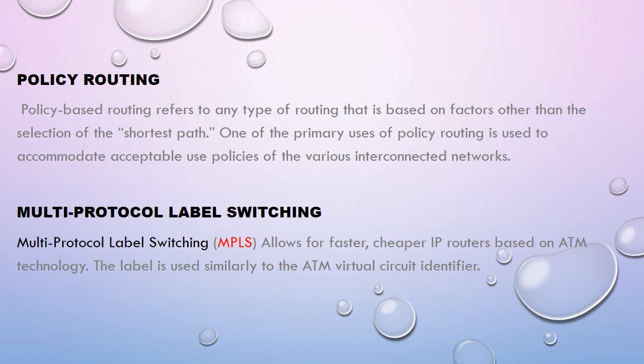Policy routing. Policy-based routing refers to any type of routing that is based on factors other than the selection of the shortest path. One of the primary uses of policy routing is to accommodate acceptable use policies of the various interconnected networks. Multi-protocol label switching allows for faster, cheaper IP routers based on ATM technology. The label is used similarly to the ATM virtual circuit identifier.